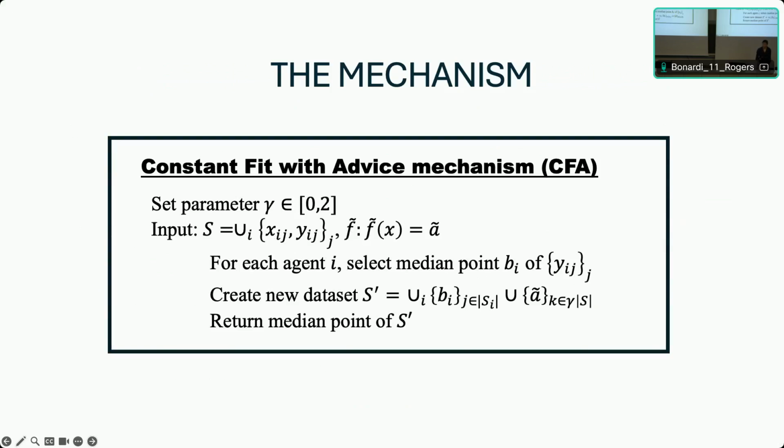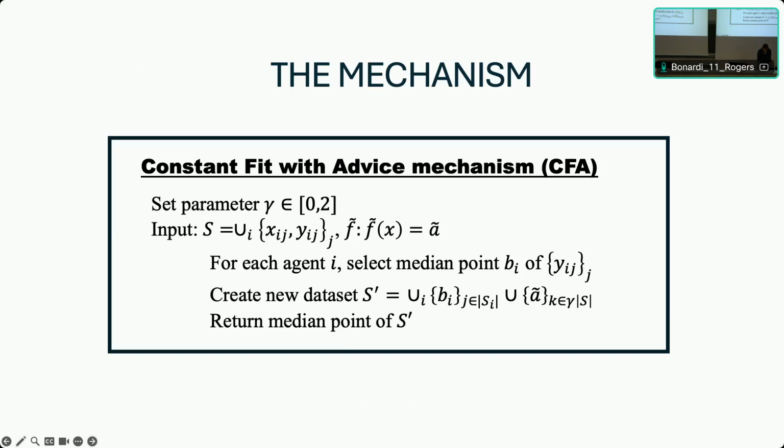Once we set our parameter gamma, we first look at each agent's labelings. Then we find the median point of that and call that b_i. Now we're going to make a new data set by taking the points for a single agent and moving them to his median, b_i, and then adding some copies of the advised constant. The number of these extra points is going to be proportional to gamma. Then we're just going to take this new data set and return the median.